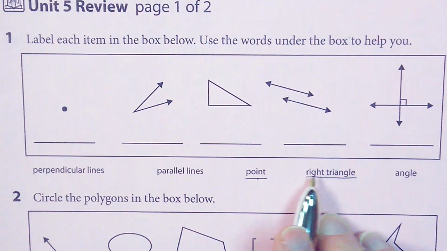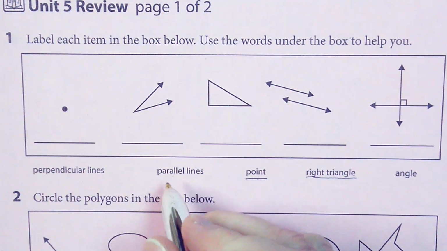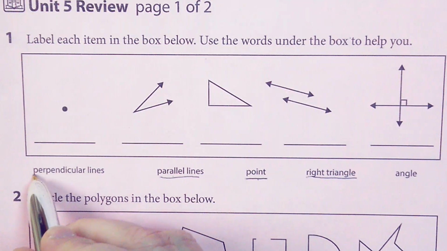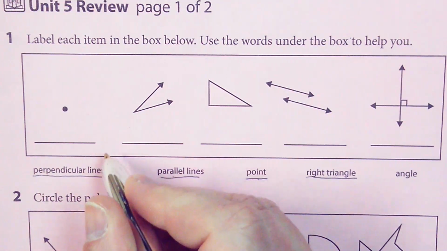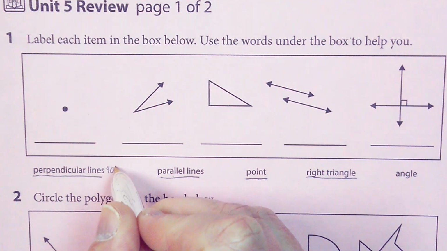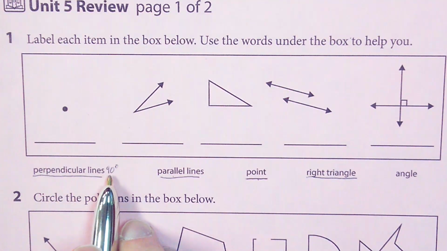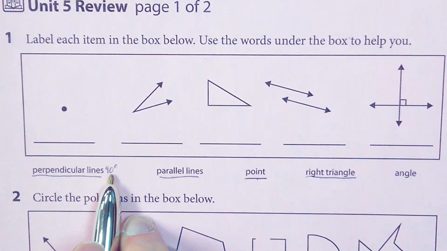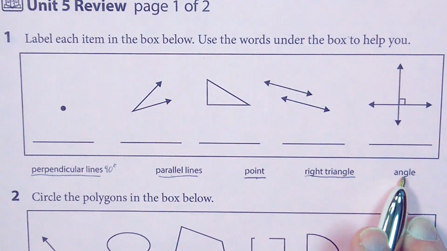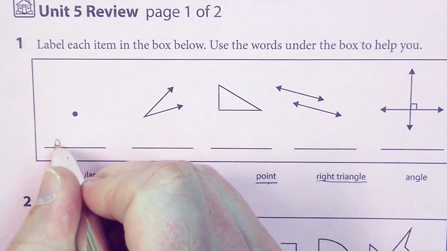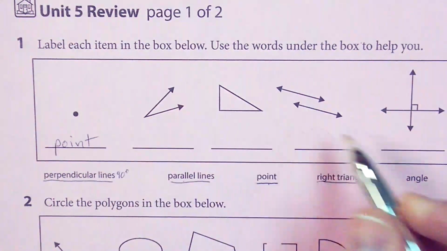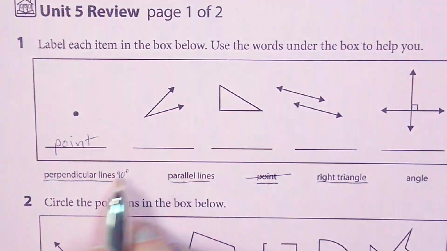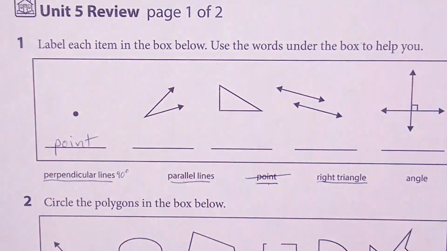angles. Parallel lines will never touch. Perpendicular lines do touch, but they touch in a specific way. They have to touch at 90 degrees. So you'll have a square angle there, or a right angle there. And we know that an angle occurs when you have two lines meet. Okay, so if you know, for instance, that this is a point, you would write in point, you'd cross it out, and then you'd try to figure out what the other pictures represent.